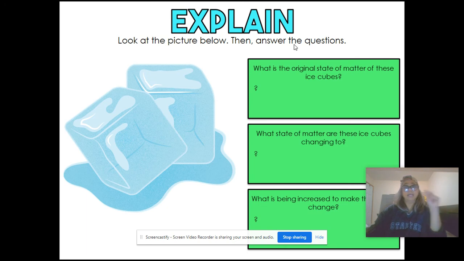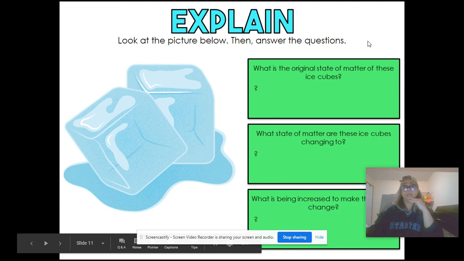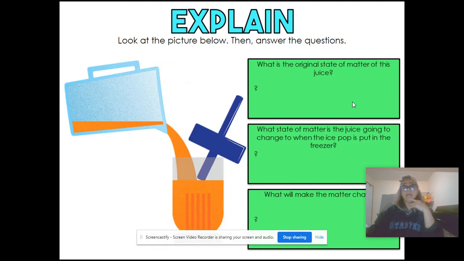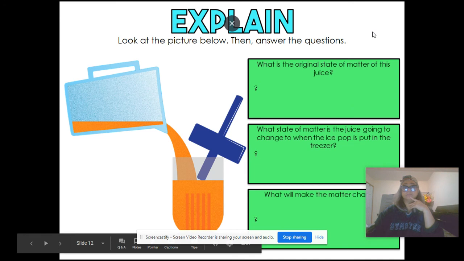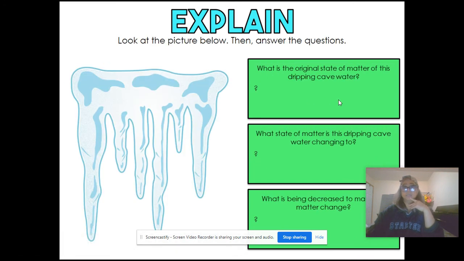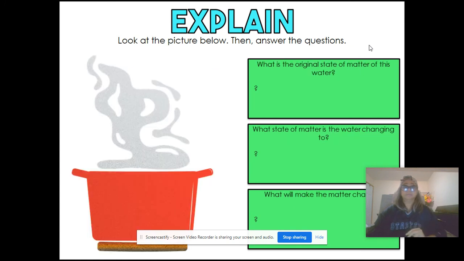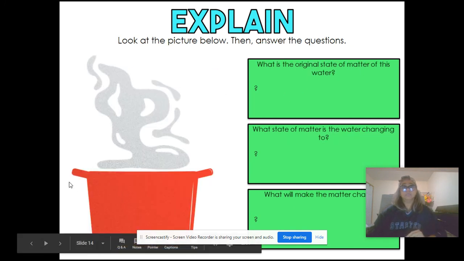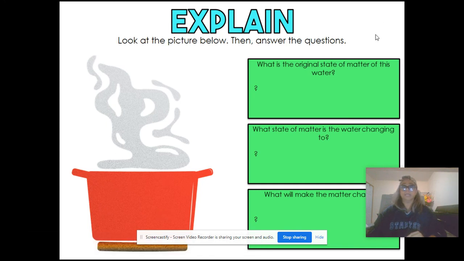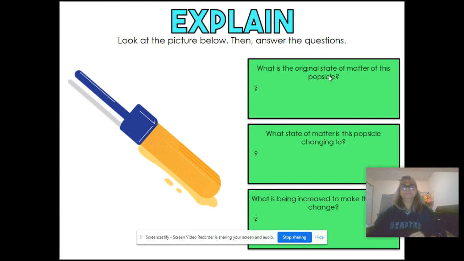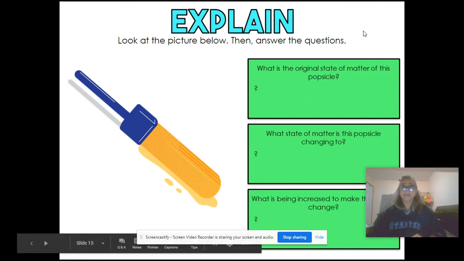Now, explain. Look at the pictures. So you're given pictures on the left side, and then you need to answer the questions. Type in the answers as you go on. Again, look at the picture here, answer the questions. Again, look at the picture, answer the questions. So you need to type it in. And this one, you can see here a cooking pot and something is boiling. What do you think is happening here? Explain. It's a popsicle. Yeah, so try and see the correct answers from here, okay?